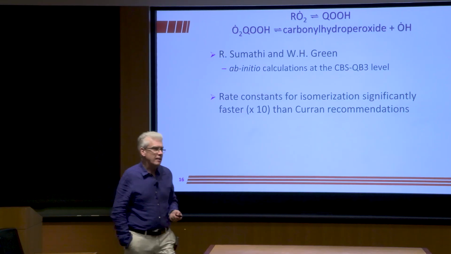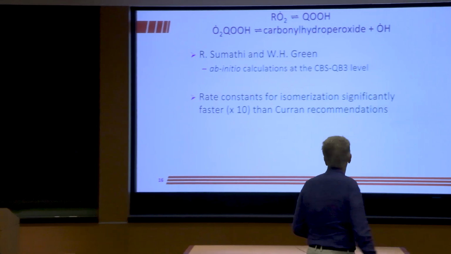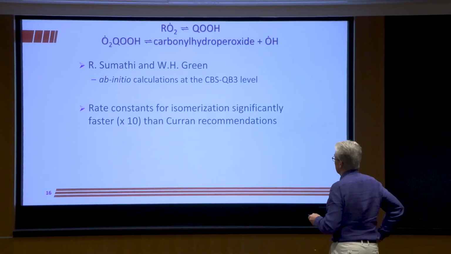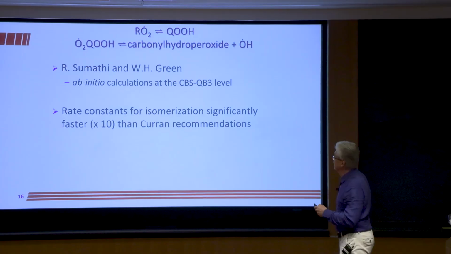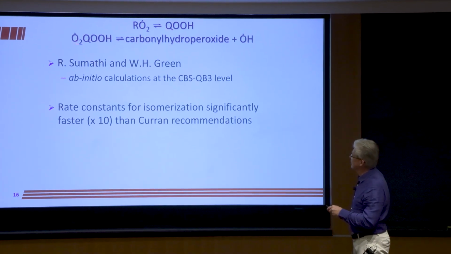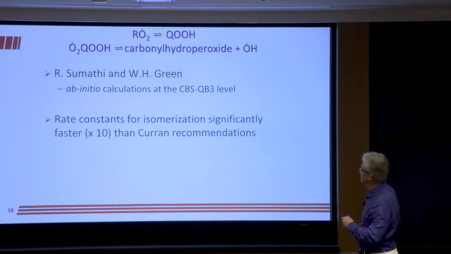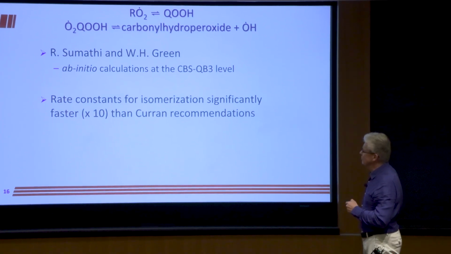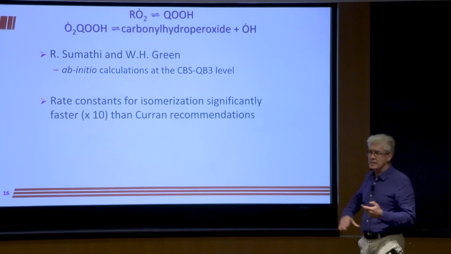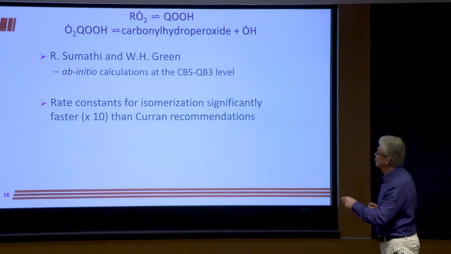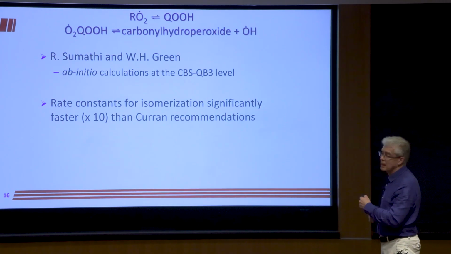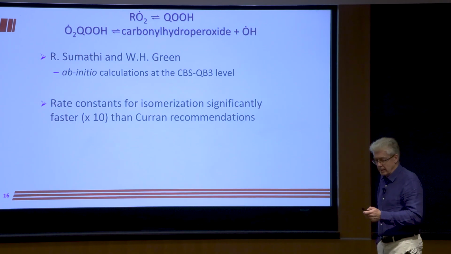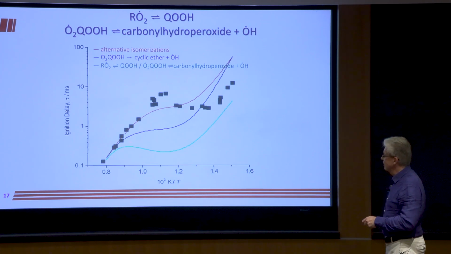Now there were then measurements or calculations, and the first calculation of this was by Sumathi and Green, Bill Green, again looking at RO2 to QOOH and O2QOOH to carbonyl hydroperoxide plus OH. They did some ab initio calculations at the CBS-QB3 level. The rate constants for the isomerization of RO2 to QOOH and O2QOOH to carbonyl hydroperoxide were 10 times those that I was using, right?